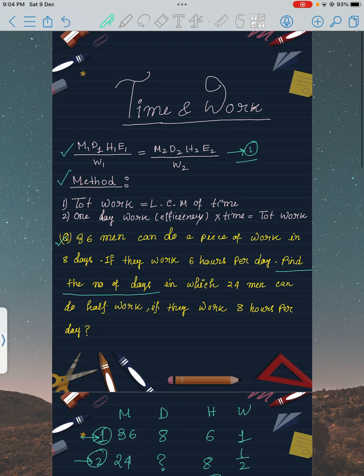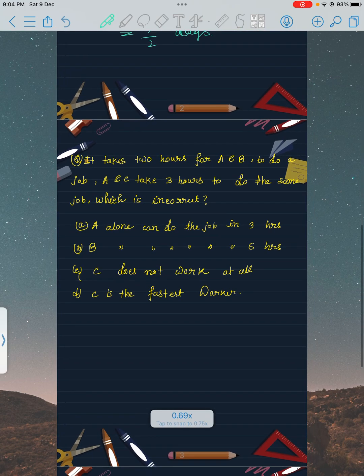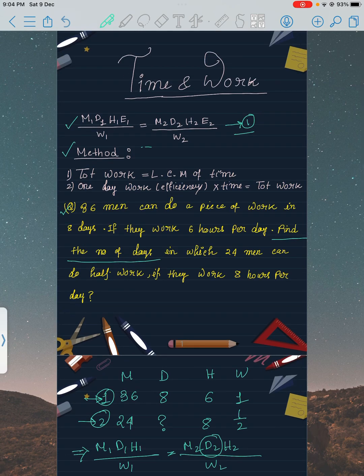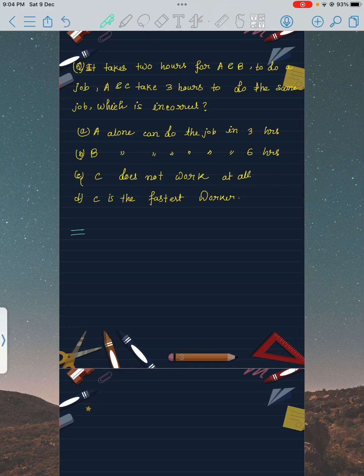Now we are going to take this problem. So I have written down the formula here. You can see this formula, but I will use this while doing the calculation. So first of all, we have to find total work in this type of problem. Okay, it takes 2 hours. Let me take a laser pen.